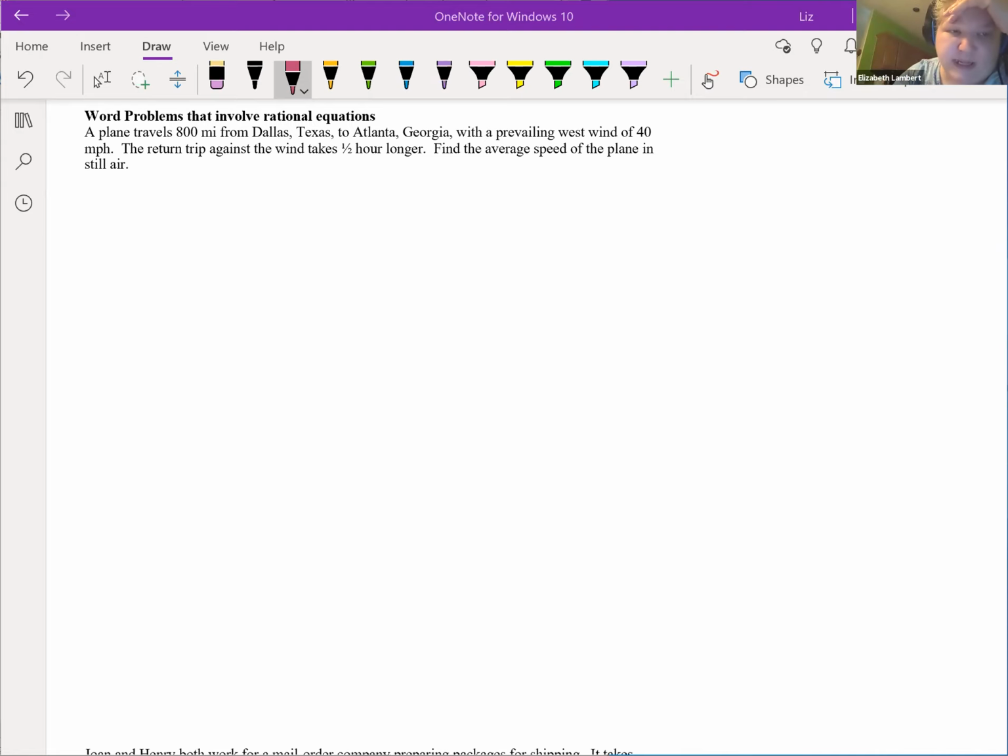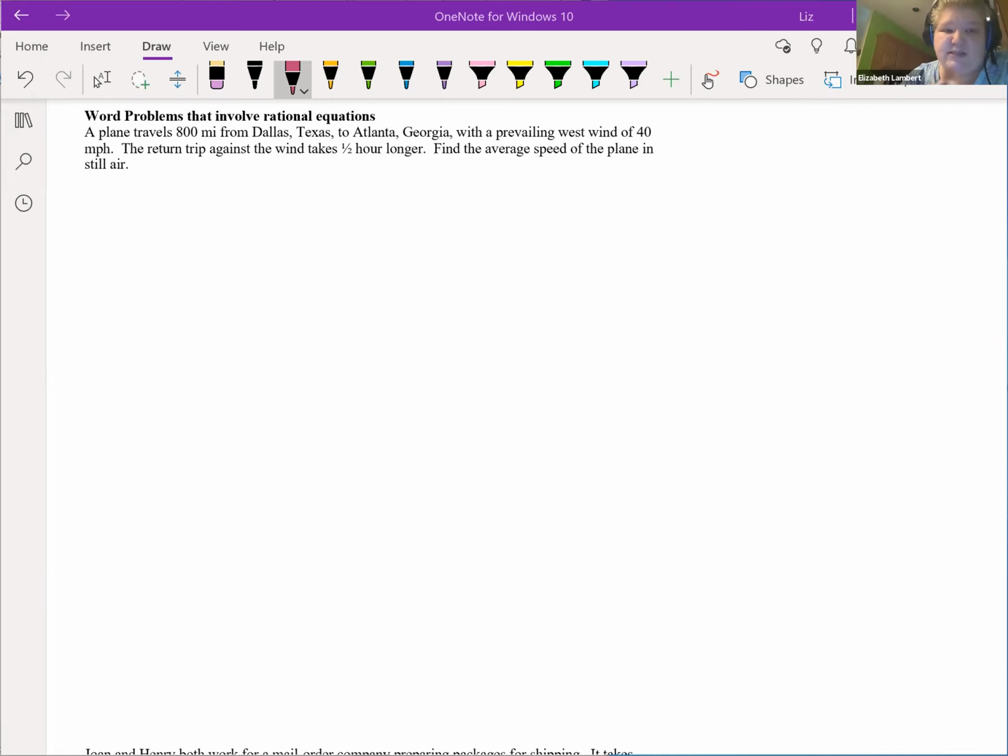All right, here we go. So here we have a plane going from Dallas to Atlanta, Georgia. That's 800 miles. It has a prevailing west wind of 40 miles per hour. The return trip against the wind takes a half hour longer. Find the average speed of the plane in still air. So we go there, it takes a certain amount of time. We come back, it takes a half hour more.